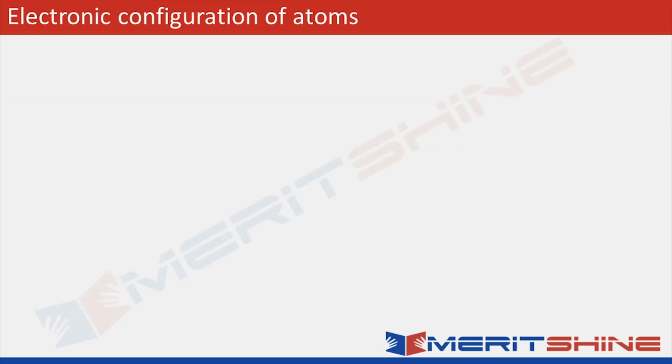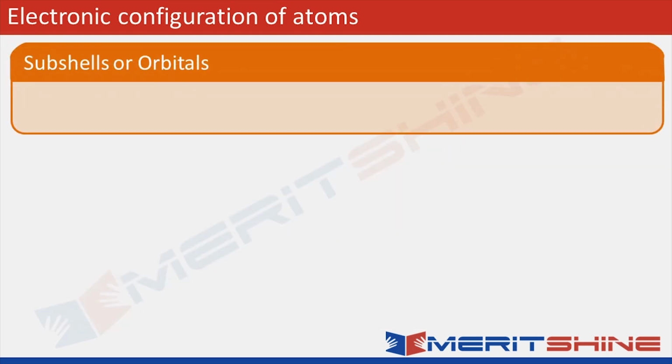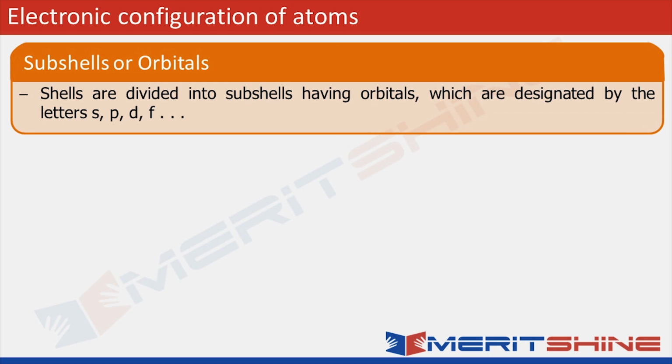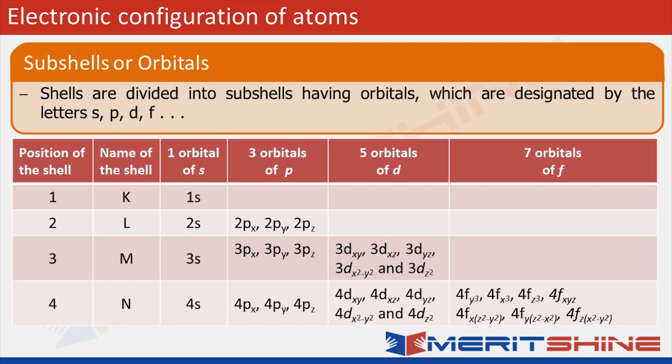Further, these shells are divided into subshells called orbitals, which are designated by the letters S, P, D, F. So you had K, L, M, N as shells and S, P, D, F as orbitals. If you remember from the last video, the electrons were moving around the nucleus in these orbitals. There is nothing to confuse. The broad structure is the shell, and within the shell we have orbitals. Also, the first shell has only one orbital, so the shell and orbital are the same there.